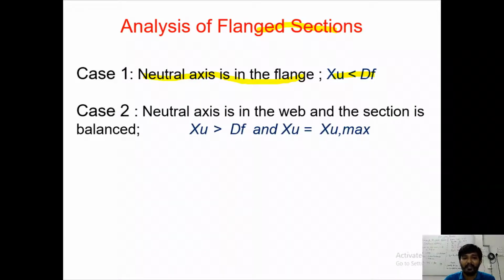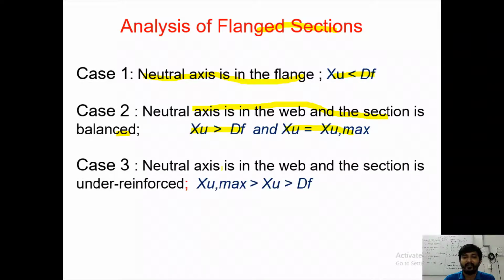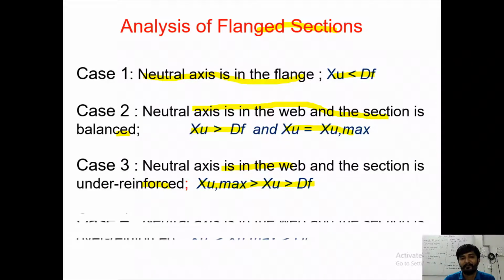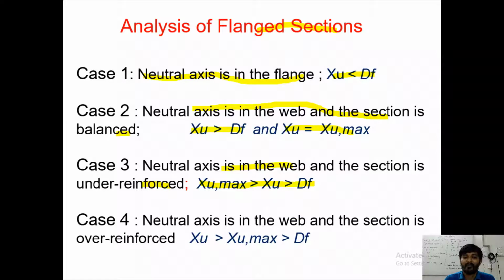Case number 2, neutral axis is in the web and the section is balanced, that is xu is greater than Df and xu is equal to xu max. Case number 3, neutral axis is in the web and the section is under-reinforced, that is xu max is greater than xu, which is greater than Df. Case number 4 is neutral axis in the web and the section is over-reinforced, that is xu is greater than xu max, which is greater than Df. So these are the 4 cases for which we need to do the analysis of our flanged section.